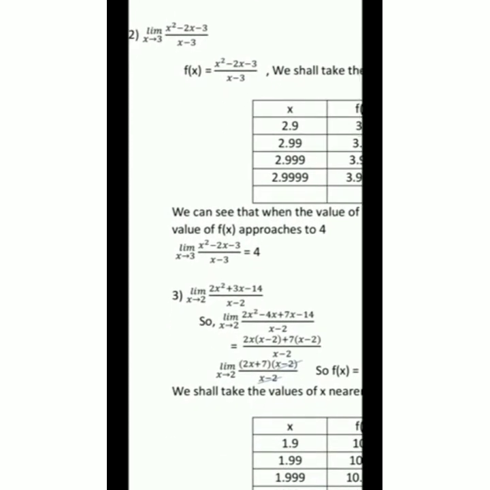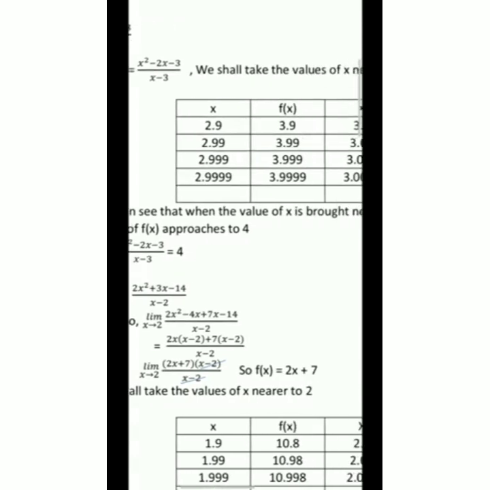Coming down to the second sum, wherein you have been given limit x tends to 3, (x square minus 2x minus 3) upon (x minus 3). Now we shall take the values of x nearer to 3 and prepare a table in the same form, subtracting 0.1, 0.01, 0.001 till we get the four digit numbers, and in the same way adding up the numbers, that is 3 plus 0.1, 3 plus 0.01, 3 plus 0.001 and 3 plus 0.0001.